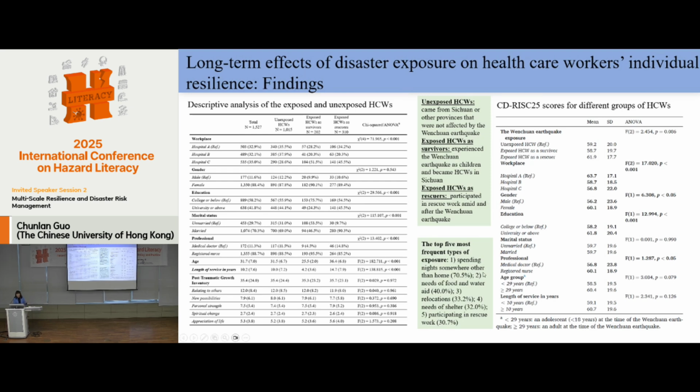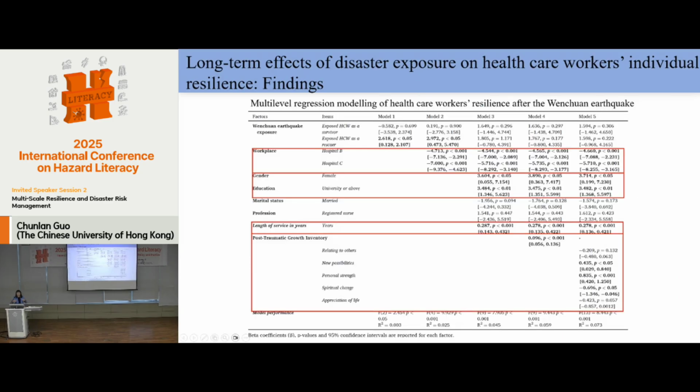And from our participants, 70% of them reported spending nights somewhere other than home. They had needs for food and water because their houses had been destroyed, their community had been destroyed, and they needed to relocate to other places. They needed shelters. Some of them participated in the rescue. Those are the five most frequent types of exposure reported by our participants. So the table on the right side is the level of their resilience by different groups.